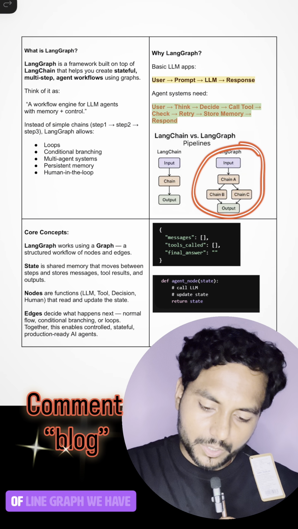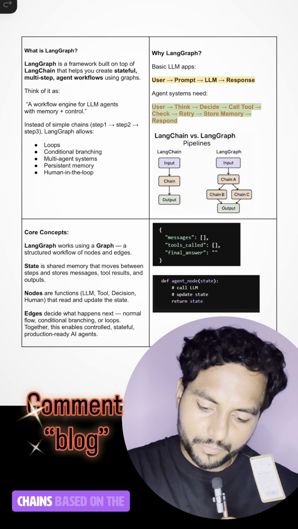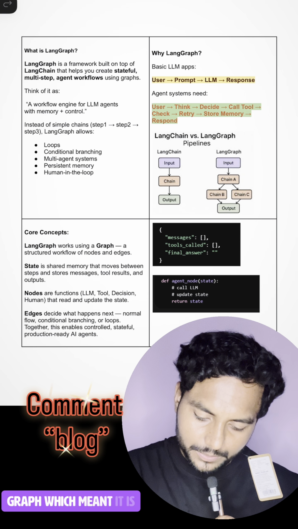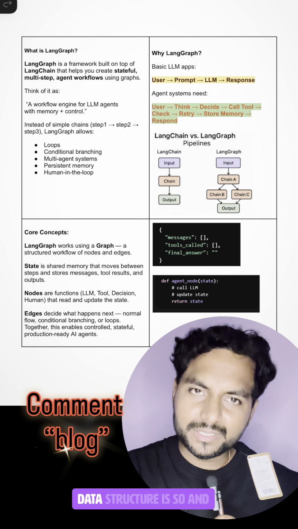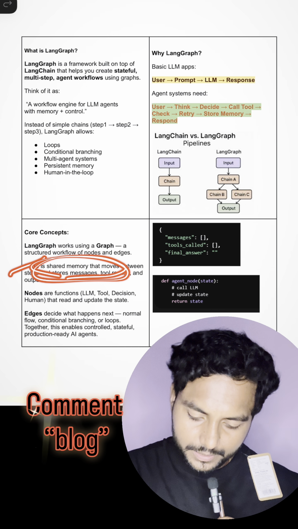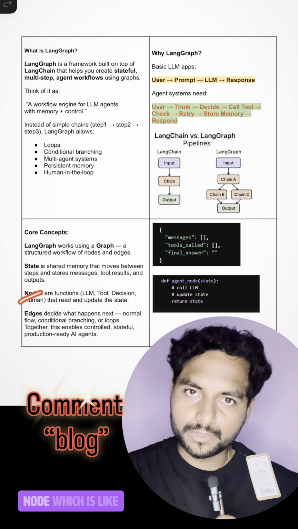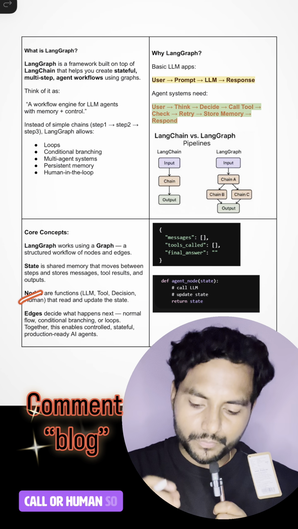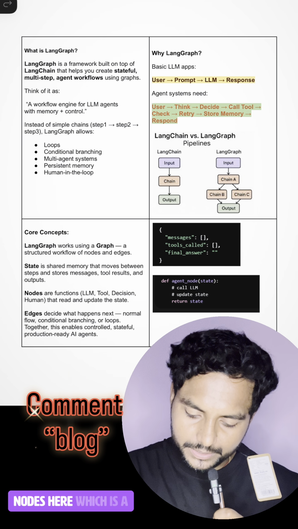But in case of LangGraph, we have multiple chains based on the conditions. So the basic concepts are, LangGraph is like a simple graph, which you have seen as a data structure, right? So one node to another node. Then there is state, which is a stateful situation, which maintains that node, which is like a tool or agent call or function call or human. So everything is defined as nodes here, which is a function call eventually.